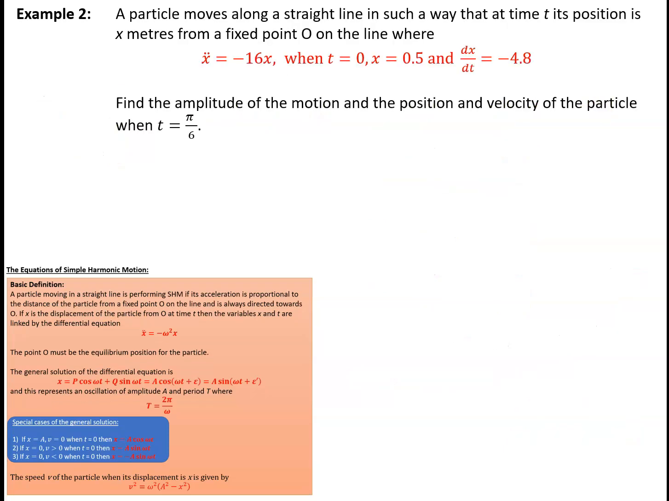For our second example, we've got a particle moving along a straight line in such a way that at time t its position is x meters from a fixed point O on the line, where x double dot is equal to minus 16x. When t equals 0, x is 0.5 and dx by dt is minus 4.8. We've got to find the amplitude of the motion and the position and velocity of the particle when t equals pi by 6.